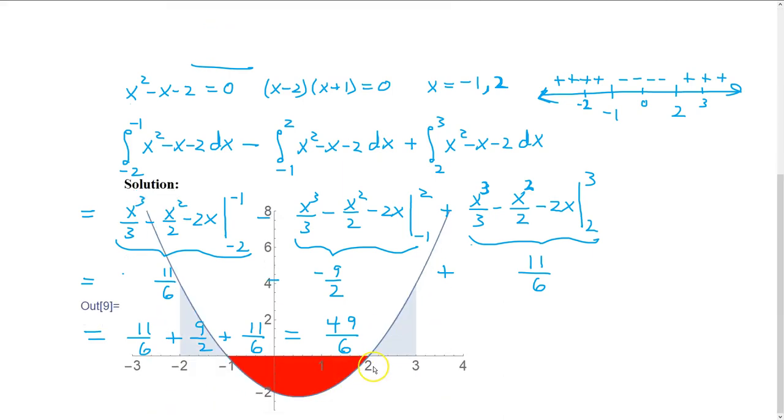And so that 49 sixths, once again, looking at our graph down here, represents this area plus this area plus this area. And compare that to our previous answer, which was negative 5 sixths, which was the first area minus the second area plus the third area. And so that concludes this introduction to the fundamental theorem and how to use it.